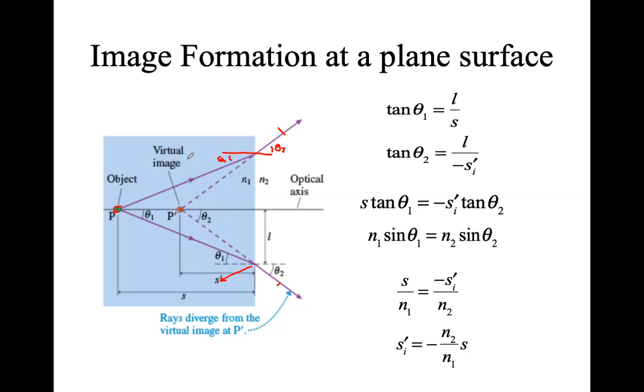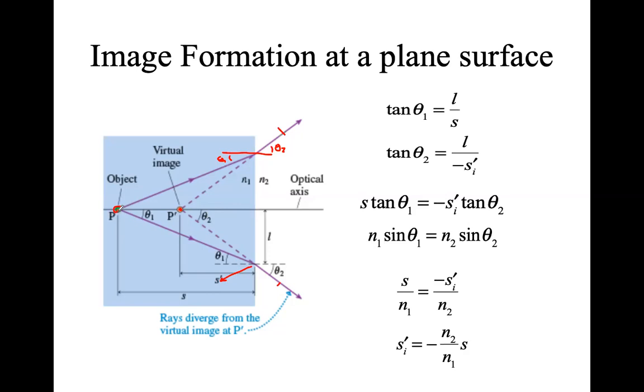Now, we'll call that virtual. It is a virtual image because the light is actually coming right from here, and if I put a screen there, there would be no light. So the object appears to be closer to this surface right here than it actually is.